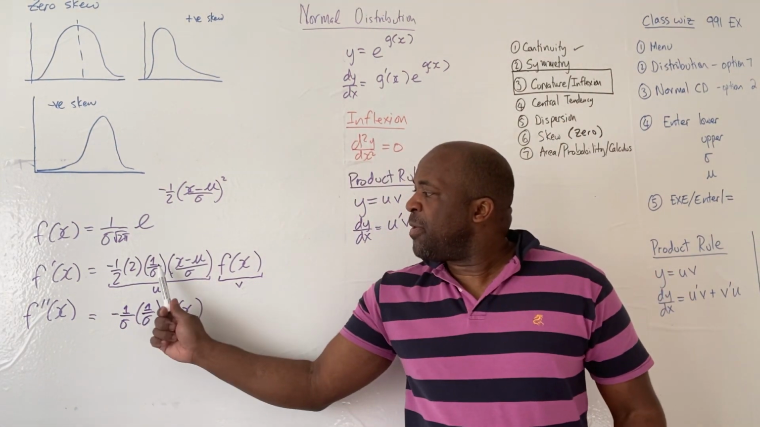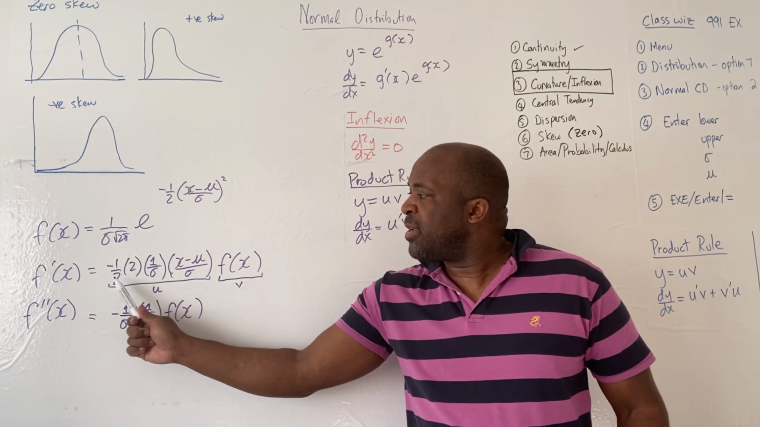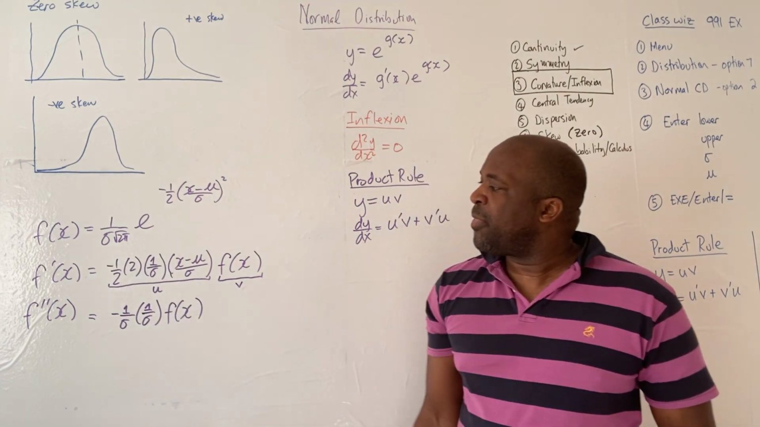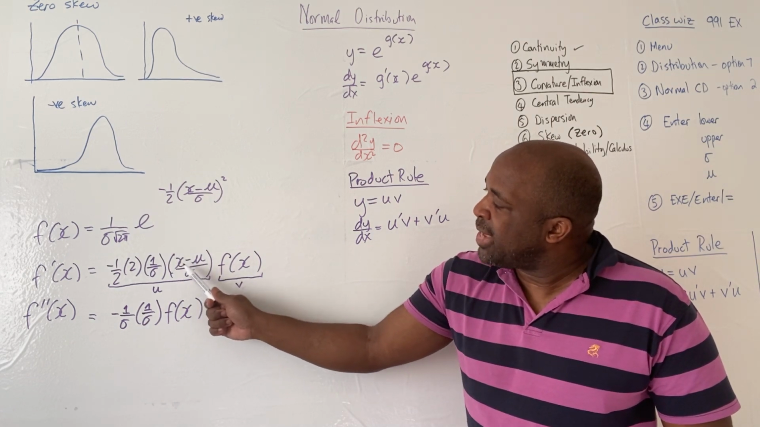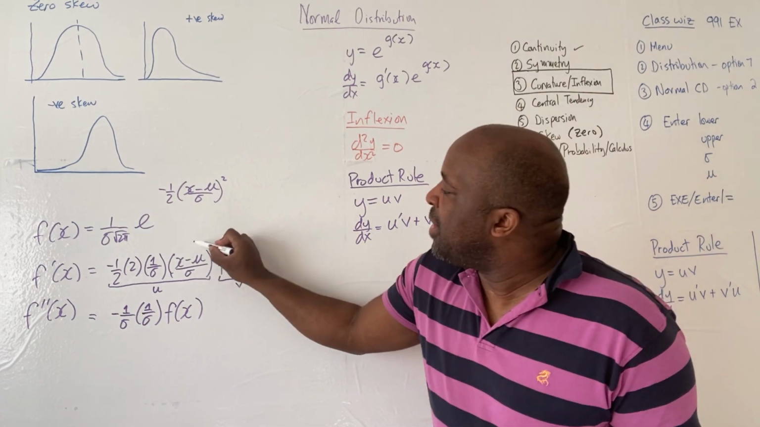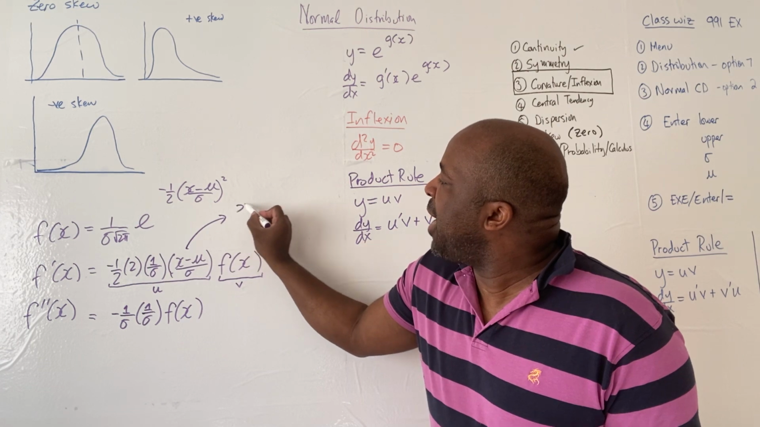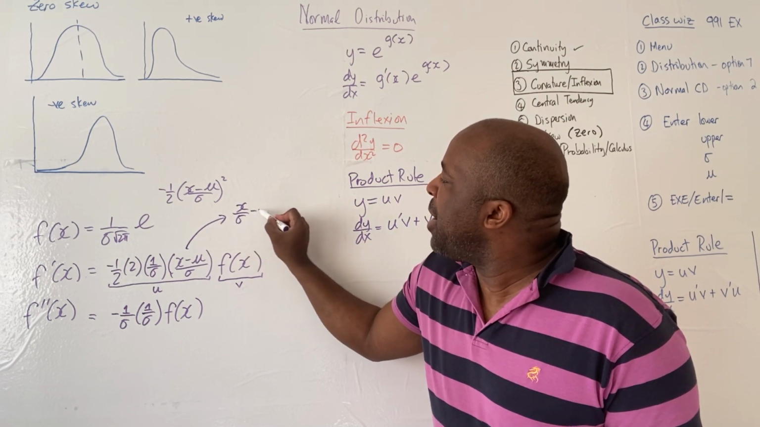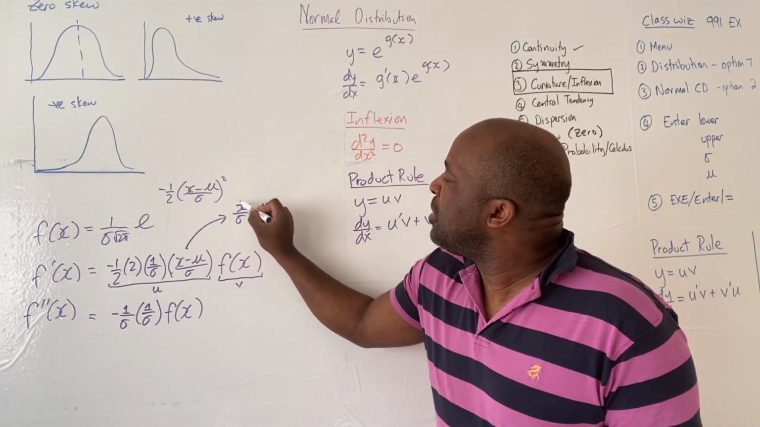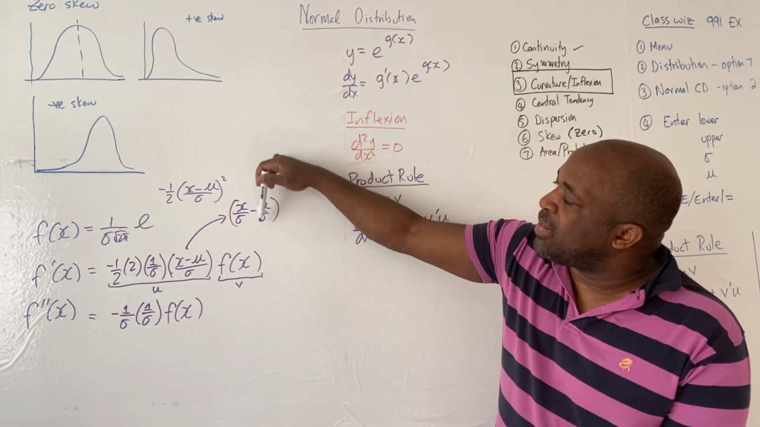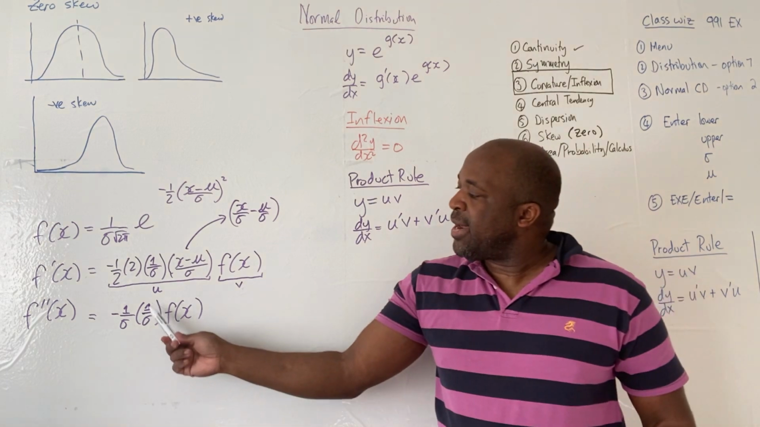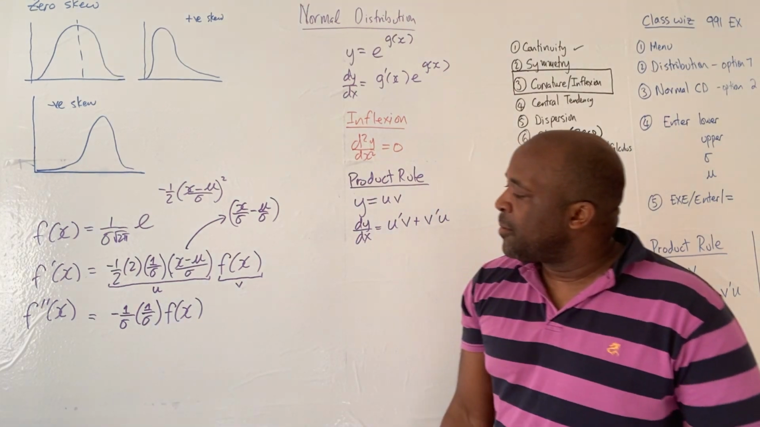So minus 1 over theta is the simplification of minus a half times 2 times 1 over theta. And then when we differentiate this, x minus mu over theta, that is similar to x over theta minus mu over theta. Differentiating that, we know that x over theta will differentiate to 1 over theta, that will differentiate to 0, and hence we are left with 1 over theta.